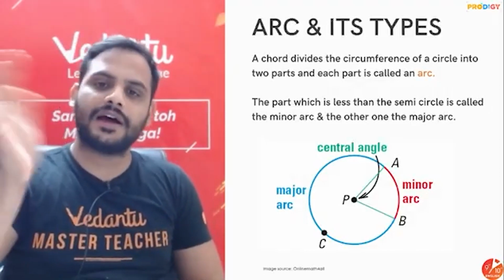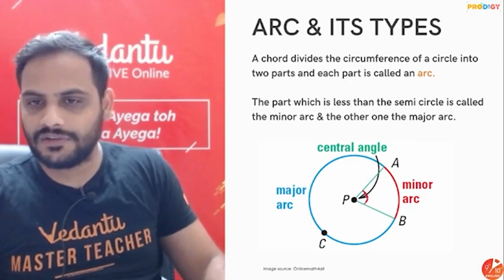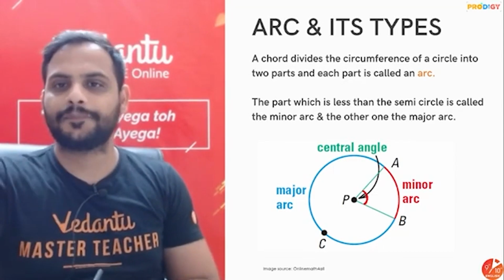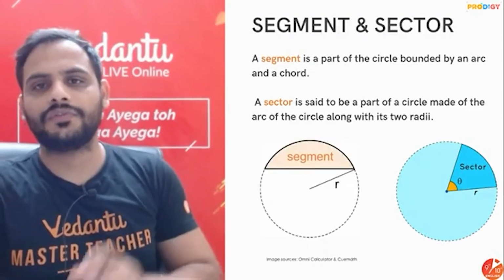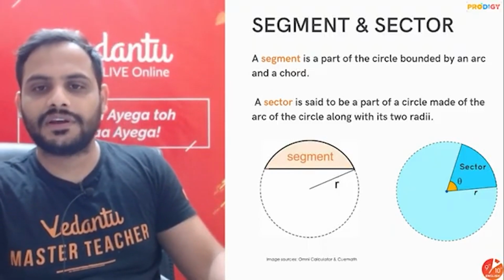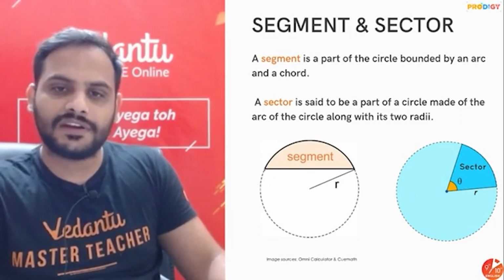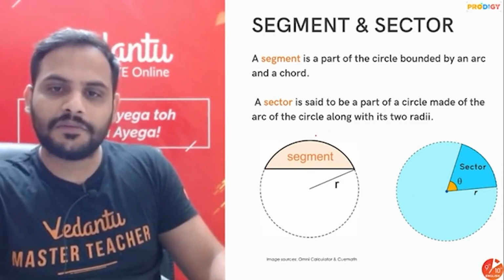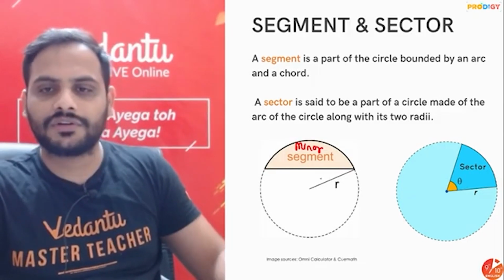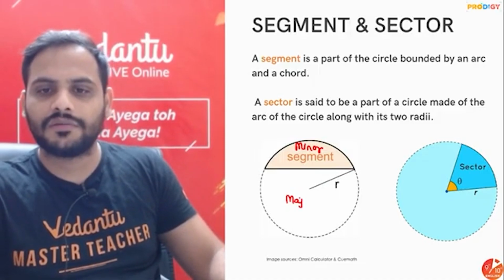So we have minor arc, major arc. The main thing is, to define minor arc and major arc, we need the central angle, the angle which is obtained at the center. Then we have one thing which is called segment. Segment is the region between a chord and the corresponding arc. Corresponding arc means, if I take the region between the chord and the minor arc, then it is going to be minor segment. And if I take the region between the chord and the major arc, this is going to be major segment.